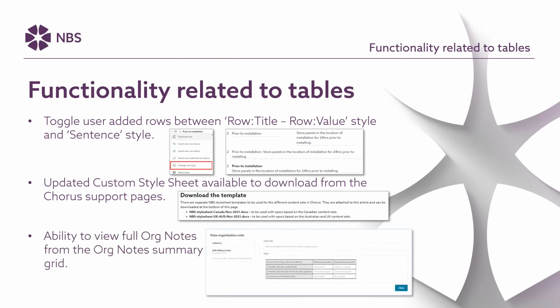Lastly, and partly related to tables, and partly as a general improvement, it is now possible to view an entire org note from the org notes grid simply by clicking on it. Whilst this is a general improvement, allowing long org notes to be viewed in full, it also allows tables within org notes to be viewed. It's probably wise just to quickly note again that org notes and indeed custom style sheets are both Chorus Pro and above features.